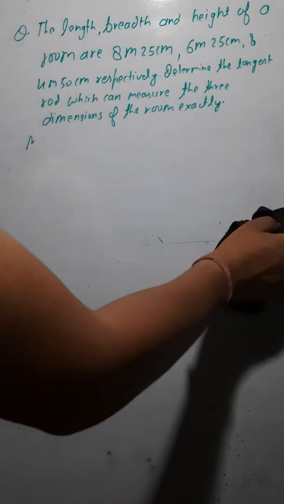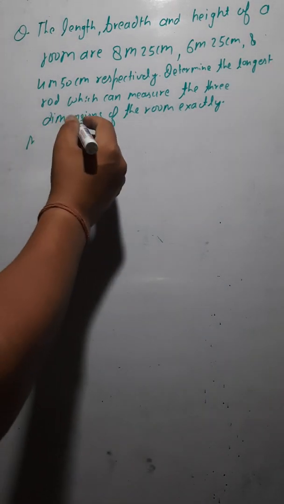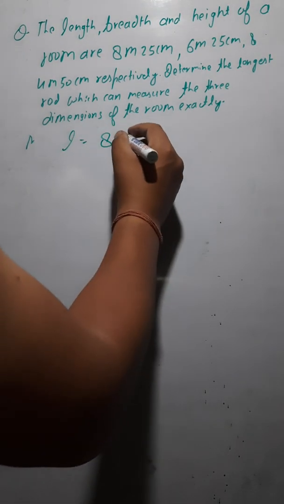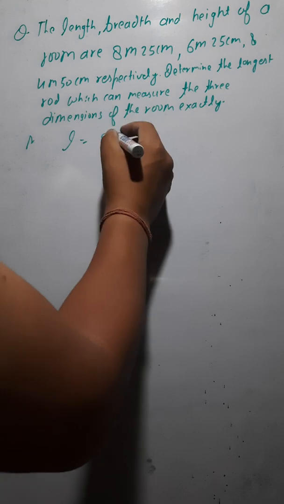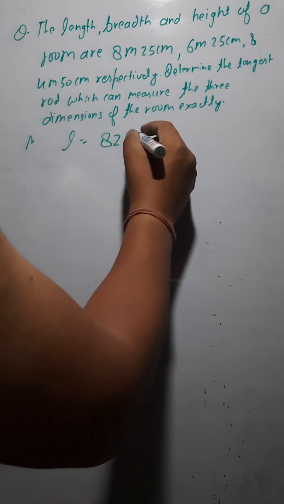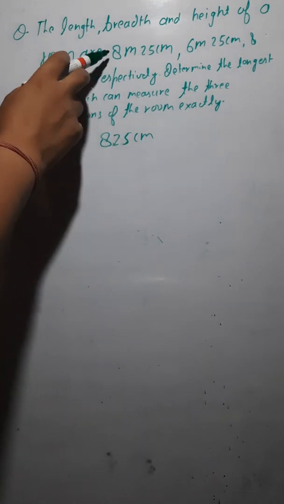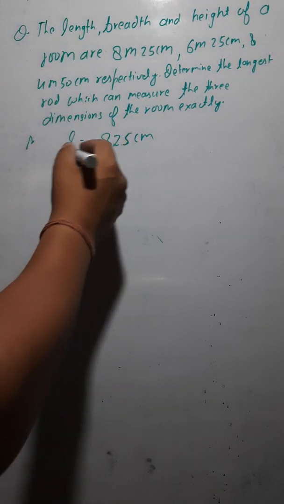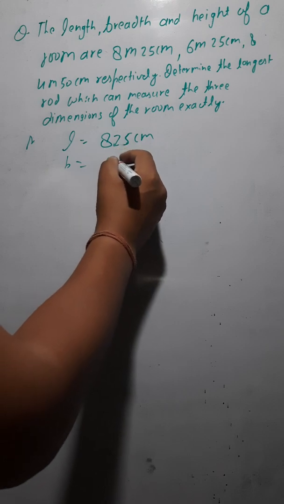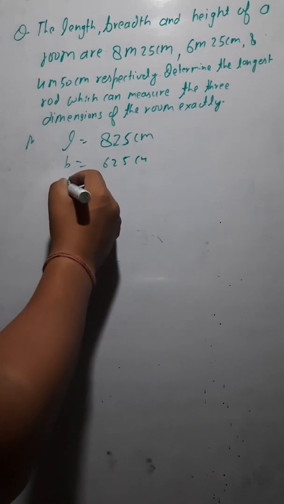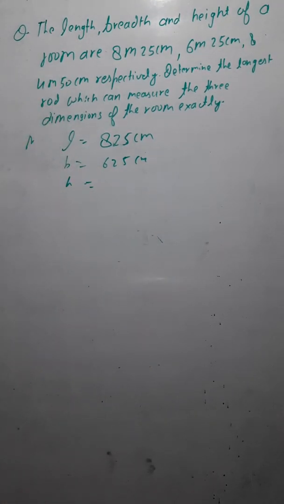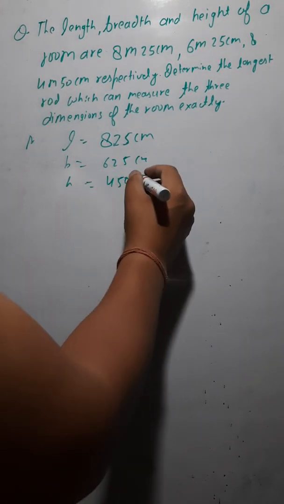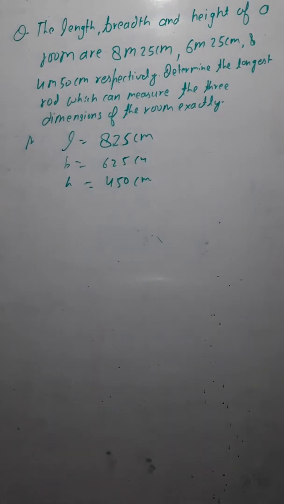Okay, so let me solve this. So what is the length here? If you see, length is 8 meter 25 centimeter, so I can write it as 825 centimeter. Isn't it? Why? Because in 8 meter there are 800 centimeters, so 800 plus 25, 825 centimeter. Similarly, you have breadth as 625 centimeter. Then you have height as 4 meter 50 centimeter, that is 450 centimeter. Just look here.